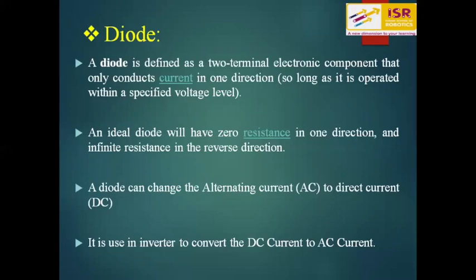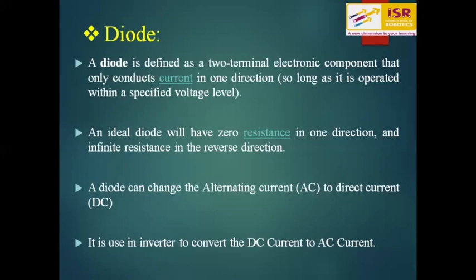Here, resistance is actually the opposition to current, and resistor is actually used for limiting the flow of current that is flowing through your circuit or that is flowing through your electronic components. A diode can change the alternating current to the direct current. Here, alternating current is the one that is used for your electronic appliances at your homes, like television, refrigerator, microwave ovens. These all electronic appliances work on AC.